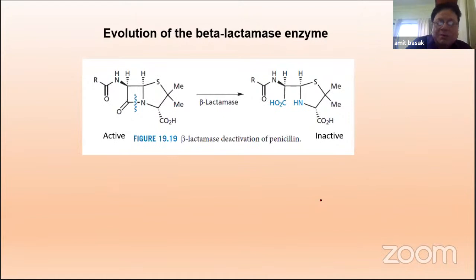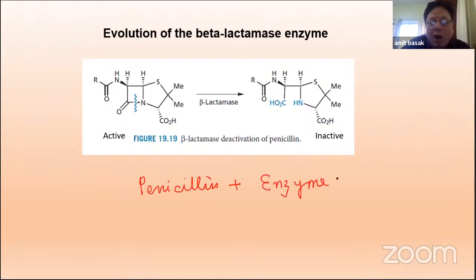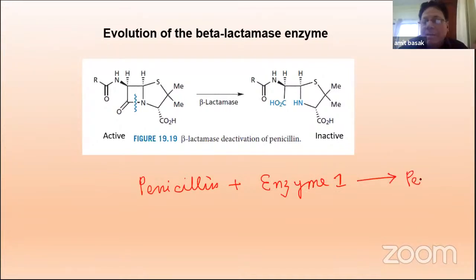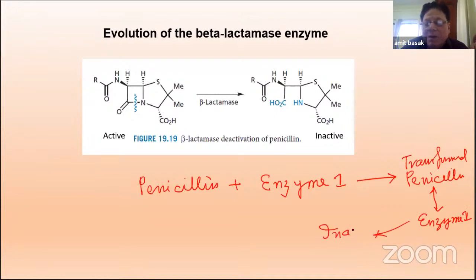Bacteria became very clever. So earlier, in simple terms, I can write here, penicillin plus the enzyme. Let us call that enzyme 1. That reacts and you get a transformed penicillin, because the reaction has taken place, which is connected to enzyme 1. So enzyme 1 cannot function now. That is basically inactivation.